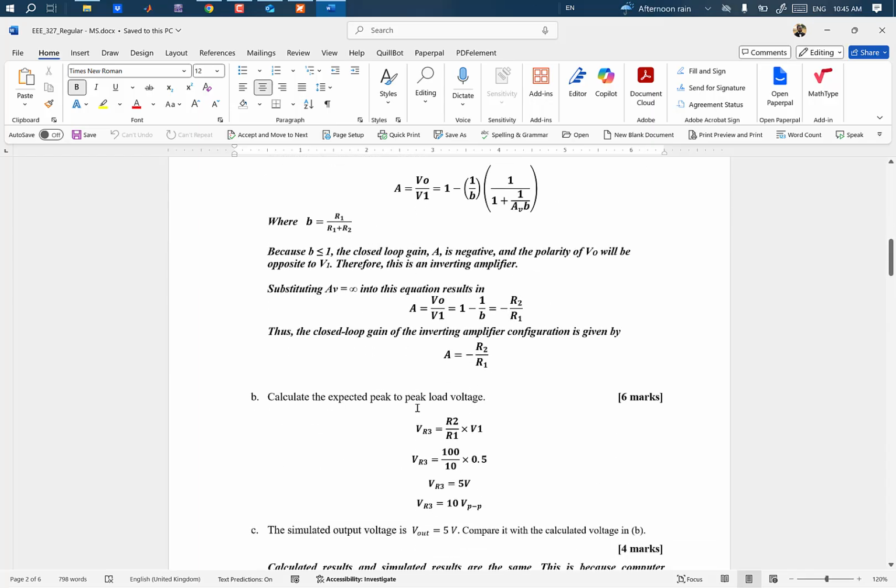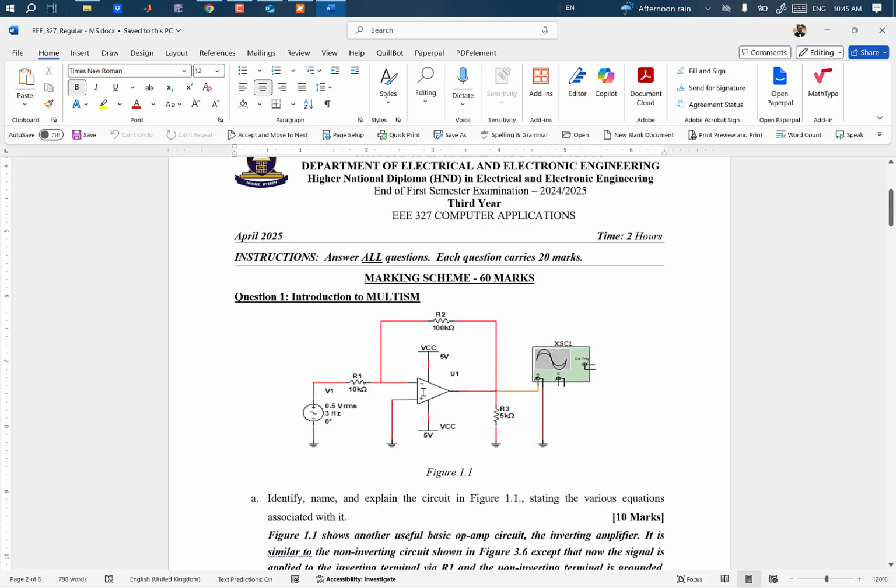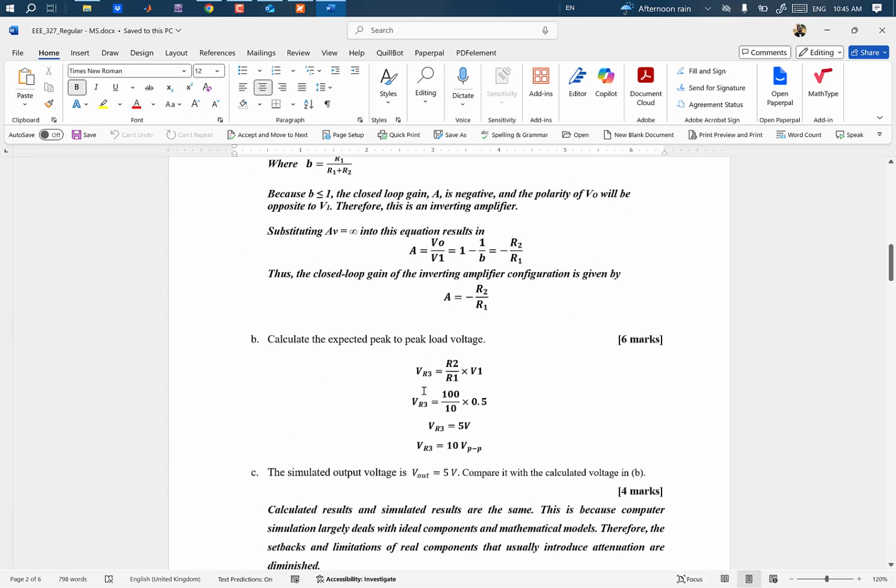Now the next question was to calculate the expected peak-to-peak voltage. So the peak-to-peak voltage normally will be the voltage across R3, and the equation is given as R2 over R1 times that, and then you would get 5 volts. But because we are looking at peak-to-peak voltage, you would get 10 volts.